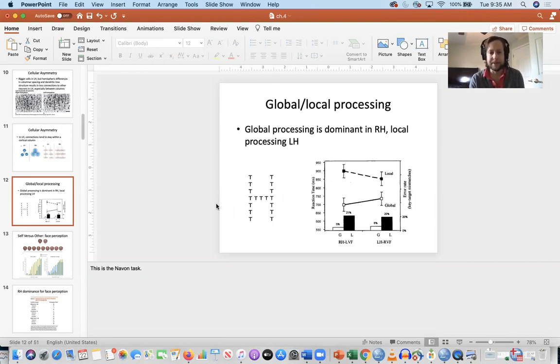And you might notice that this is a task that McGilchrist does talk about also in Master and His Emissary, and it's talked about in the textbook as well. This is the Navon task, also known as the hierarchical letters task. So the Navon hierarchical letters task is what this thing is right here. It's talked about here in lecture.